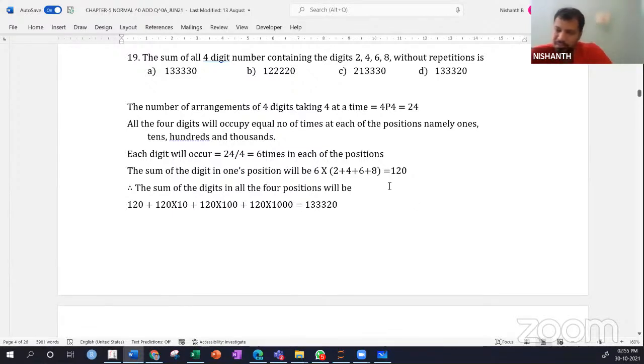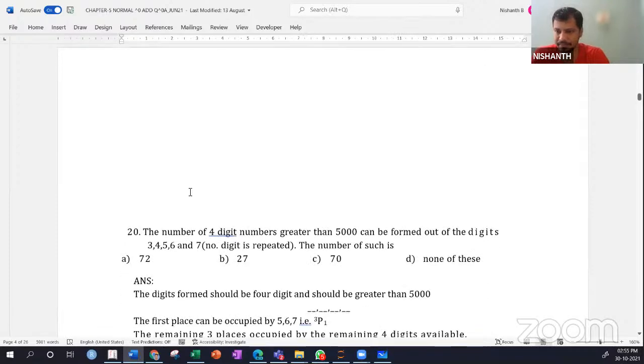And whatever answer you have got here, 120, that you should multiply with the respective place, like units, tens, hundreds, and thousands.